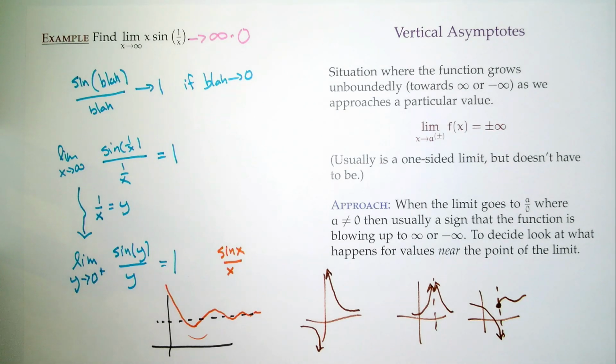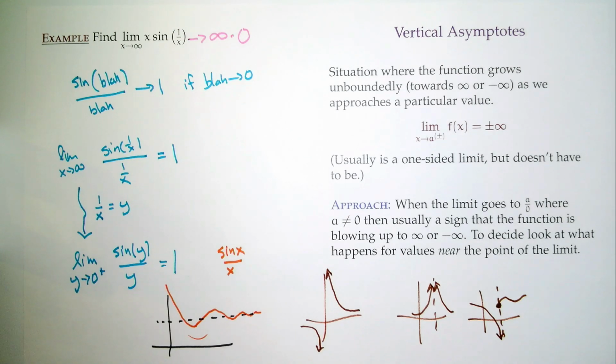But when we talk about a vertical asymptote, that really means that the limit is blowing up to either plus or minus infinity. Most of the time, they're one-sided limits because when you have an asymptote, it's very common to have different behaviors on different sides. So we like to look and say, okay, what's happening below? What's happening above? And let's see, is there anything else we need to say? Well, what's the approach?